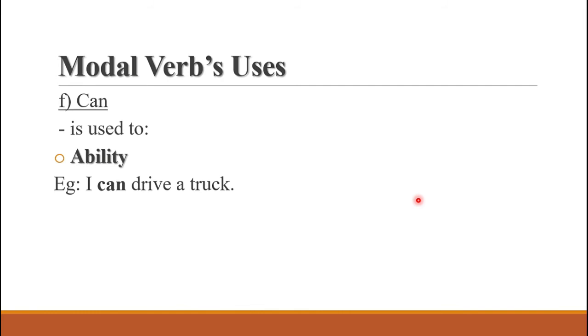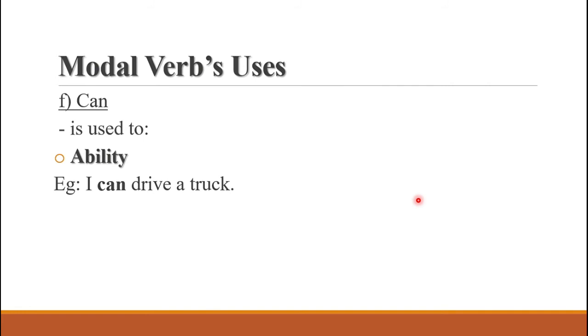I'm not expressing any future action. I'm not asking for permission, but I want to show an ability. That's why I'm going to use can. And I will say, I can drive a truck. Por isso eu vou dizer o quê? Vou usar o can. I can drive a truck.